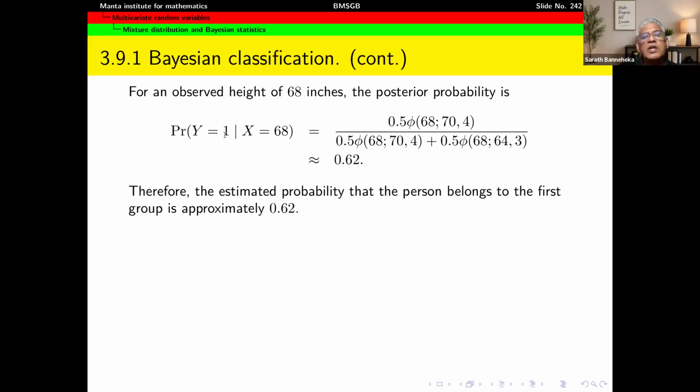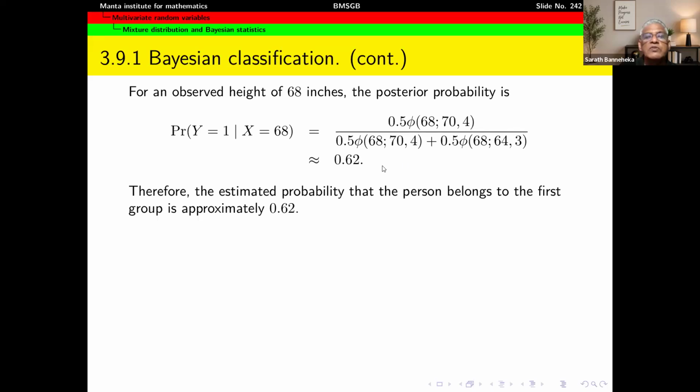Probability y equal to 1 given x equal to 68 is equal to 0.5 times f1(x) divided by f(x). Right. So this whole thing, these things we can easily get using R. This value can be obtained using R. This is actually the density, dnorm at 68 with mean 70 and standard deviation 4. And this is again obtained from a dnorm function. These can be obtained from dnorm.